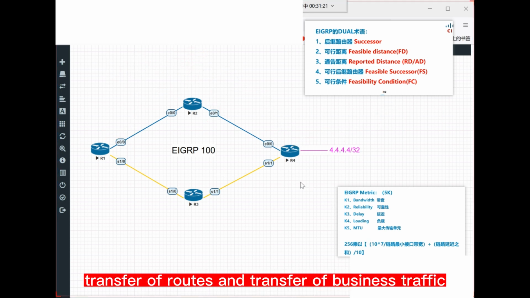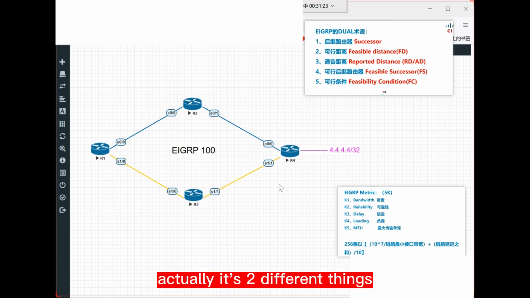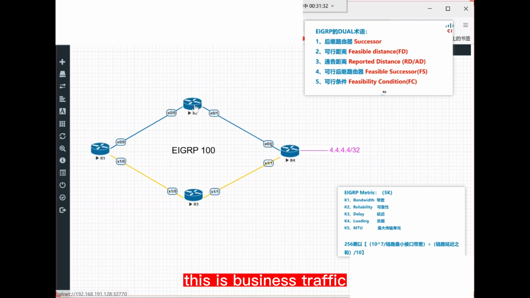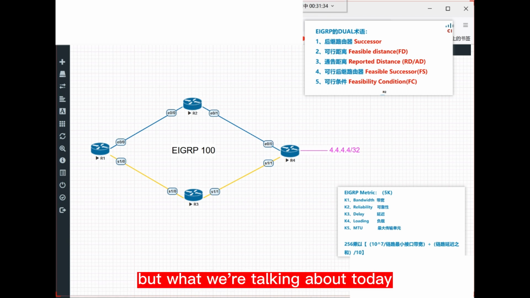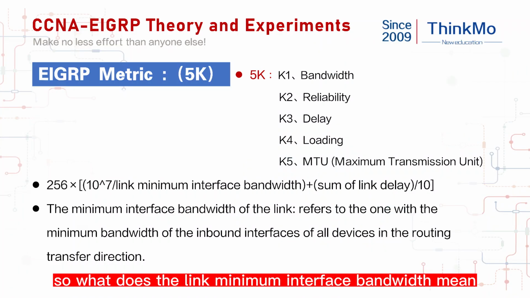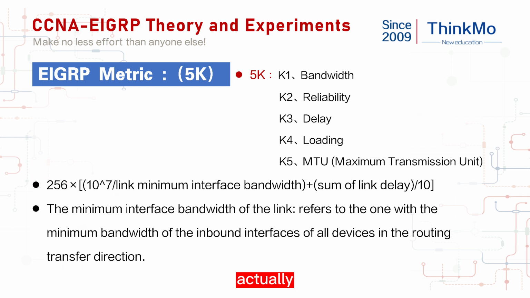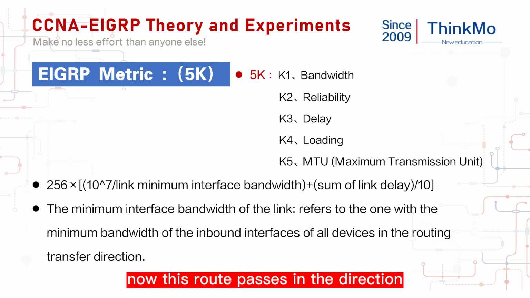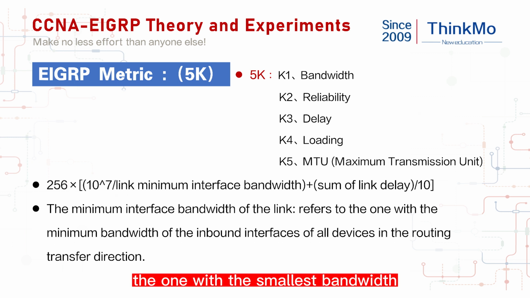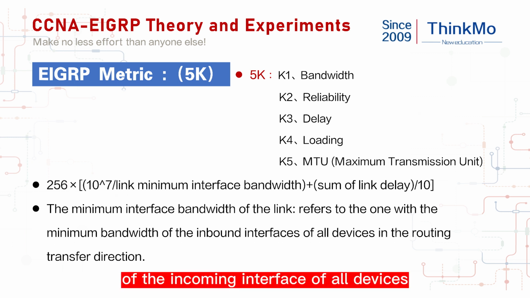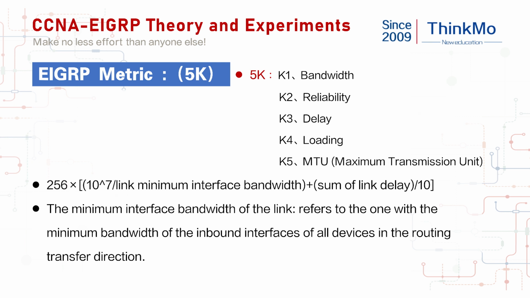And I told you before, transfer of routes and transfer of business traffic are actually 2 different things. For example, if I ping 4.4.4.4 from R1, this is business traffic. But what we're talking about today is the delivery of the route. So what does the link minimum interface bandwidth mean? It means that in the direction this route passes, the smallest bandwidth of the incoming interfaces of all devices. What everyone understands may be a sum. Not so. It's the smallest one.